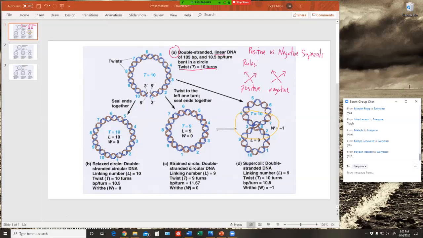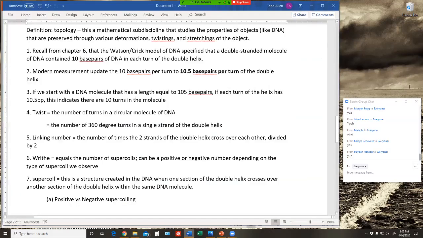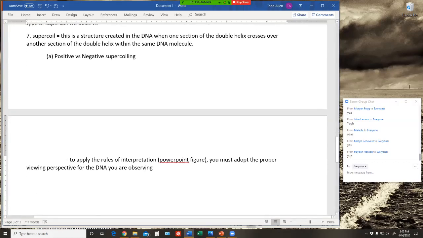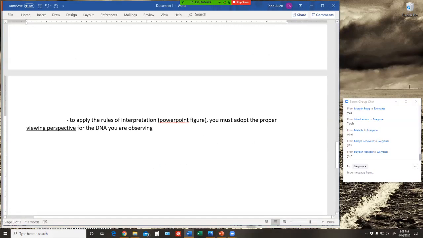So let me type these out in the Word notebook, then we'll come back. Okay. So positive versus negative supercoiling here. To apply the rules of interpretation, which remember, go to the PowerPoint figure that I showed you, you must adopt the proper viewing perspective for the DNA you are observing. So key here is the viewing perspective. And again, this is entirely arbitrary in the sense that mankind created this, nature didn't create it. Mankind has created this, but again, for us all to be talking about the same thing when we have a conversation in genetics, we all have to appreciate the same thing.